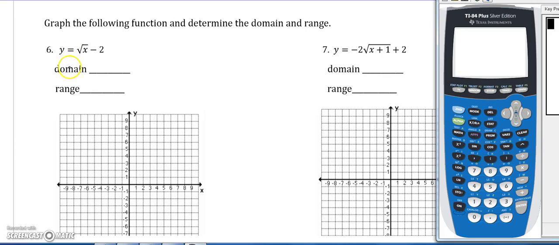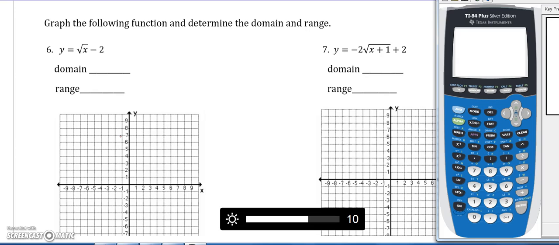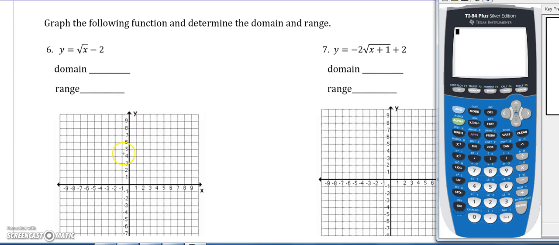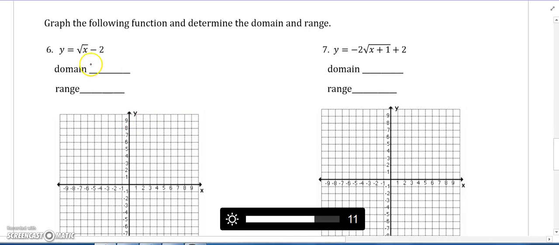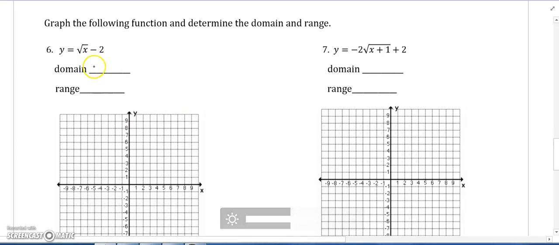Alright, so for number 6, it says y equals the square root of x minus 2, and we want to decide on the domain and range. So now you can do the domain and range before you graph or after, whichever is easiest for you. Alright, so you make that call.